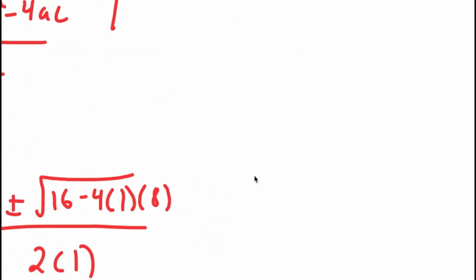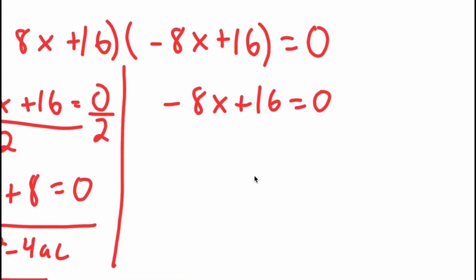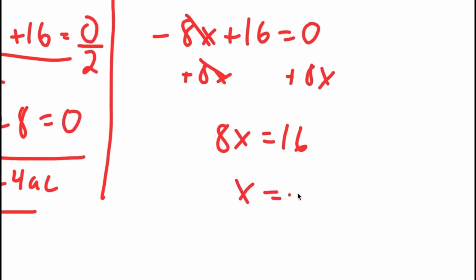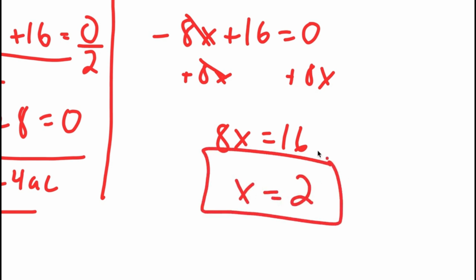And now for my second equation, I have negative 8x plus 16. All I have to do is add 8x on both sides. And I get 8x is equal to 16, meaning x is equal to 2. So I have 3 solutions to this equation.